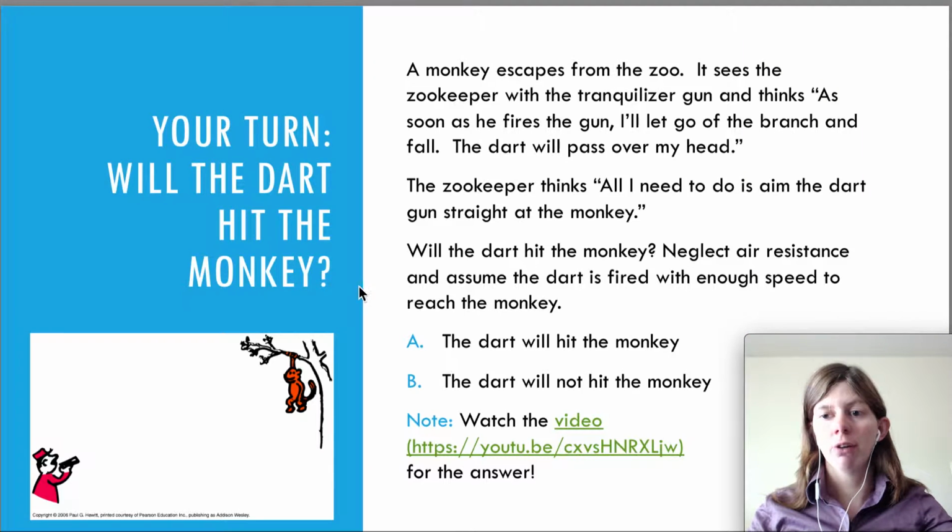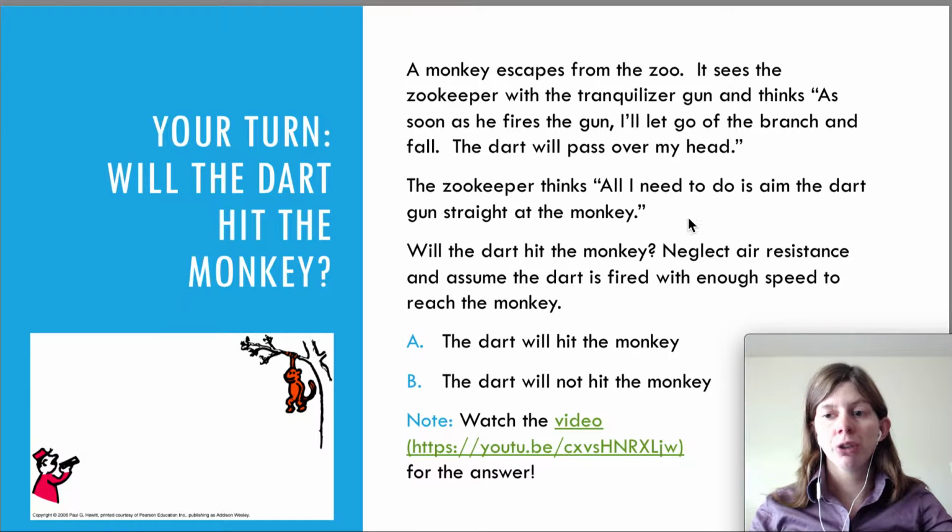Last thing I'd like to go over is a very fun question. My students always have very fun discussions when we do this in class. So, will the dart hit the monkey? A monkey escapes from the zoo. The zookeeper has a tranquilizer gun. So the monkey thinks, well, as soon as he fires this gun, I'll let go of the branch, I'll fall, the dart will pass over my head, I'm not going to get hit. But the zookeeper thinks, well, all I have to do is aim the gun straight at the monkey and that will hit him. So the question is, will the dart hit the monkey?